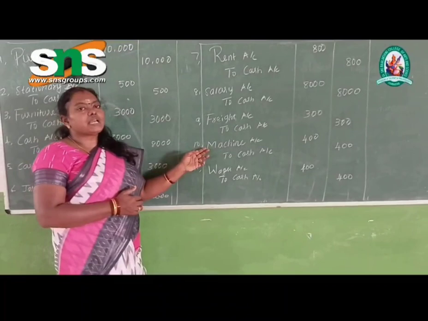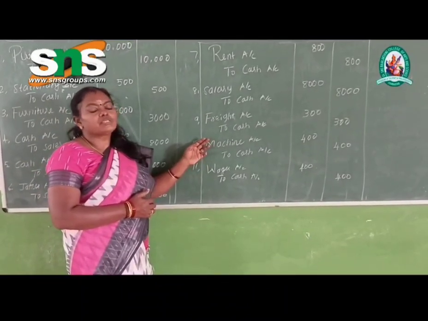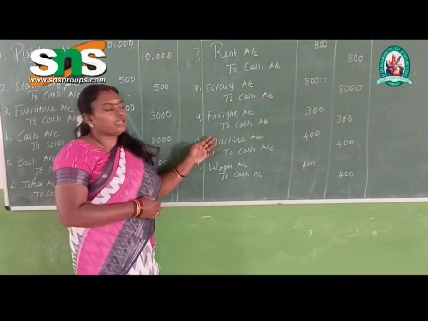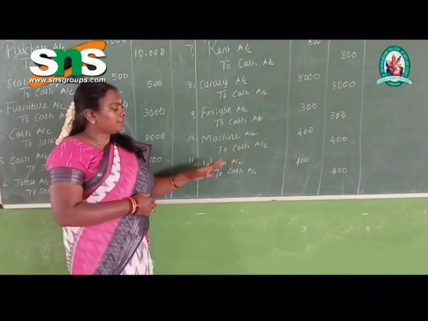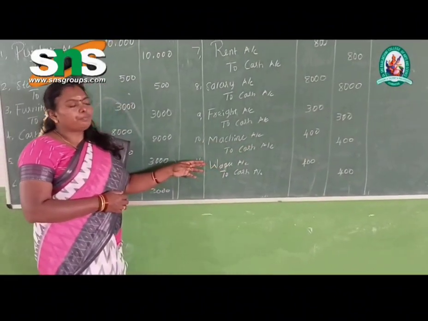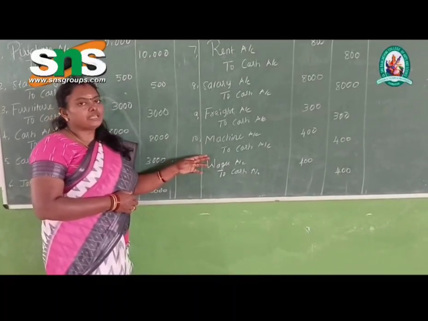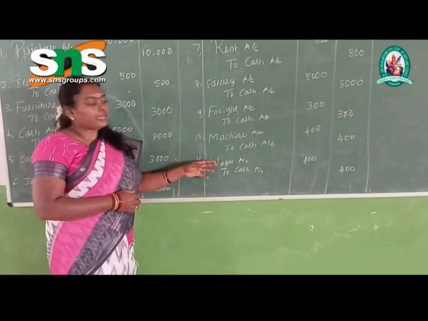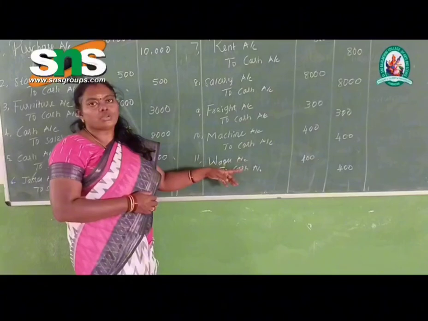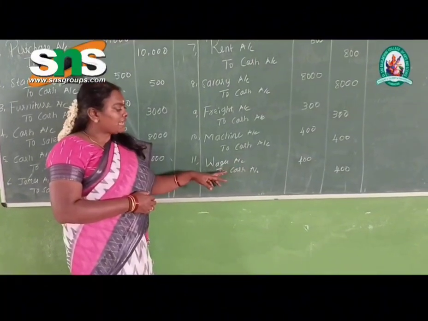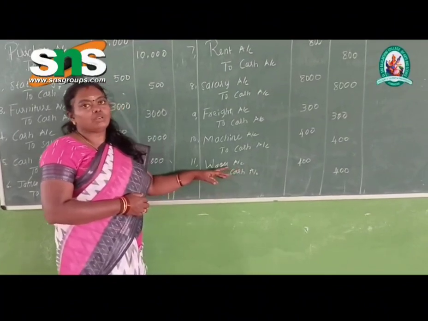Next, machine installed for cash. So the machinery installation is an expense. So we can say machinery installation account debit 400 to cash account 400. The next one is paid wages. Wages come under expenses, so it comes on the debit side. The wages are given in cash, so cash goes out of the company. So the transaction is wages account debit to cash account, rupees 400.